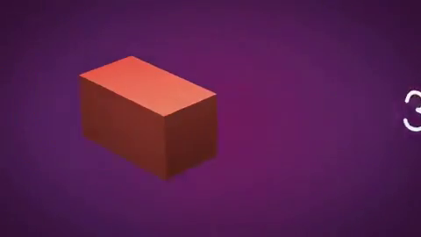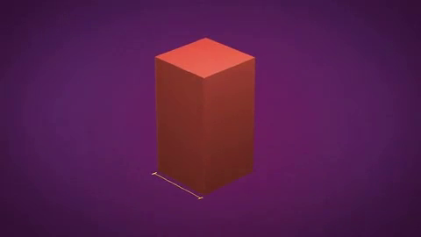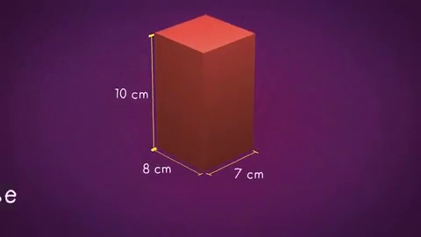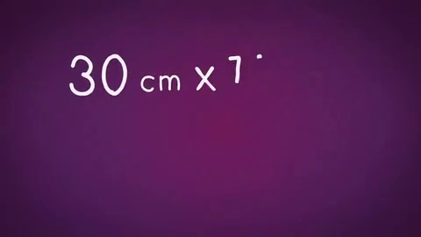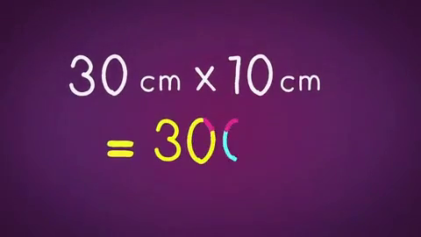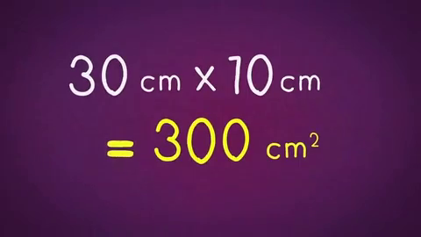If the cuboid had been placed like this instead, our calculation to find the lateral area would be different. The perimeter of the base, in this case, would be 15 multiplied by 2, which equals 30 centimeters. The height is now 10 centimeters. 30 multiplied by 10 equals 300. That means the lateral area of the cuboid this way round is 300 centimeters squared.